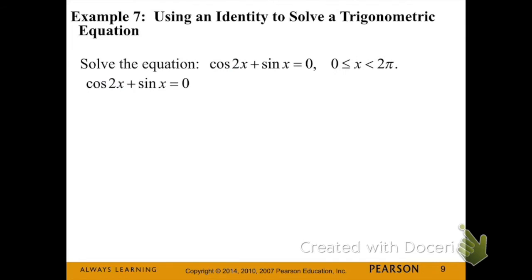Example 7, using an identity to solve a trig equation. For this problem, we're going to recall back to our double angle theorem. And at the end of the notes, I gave you 3 different forms of cosine. We're going to use the form 1 minus 2 sine squared of theta, because if I replace my cosine 2x with that portion of the identity, then I will have a sine squared and a sine in my equation, and I can factor at that point.